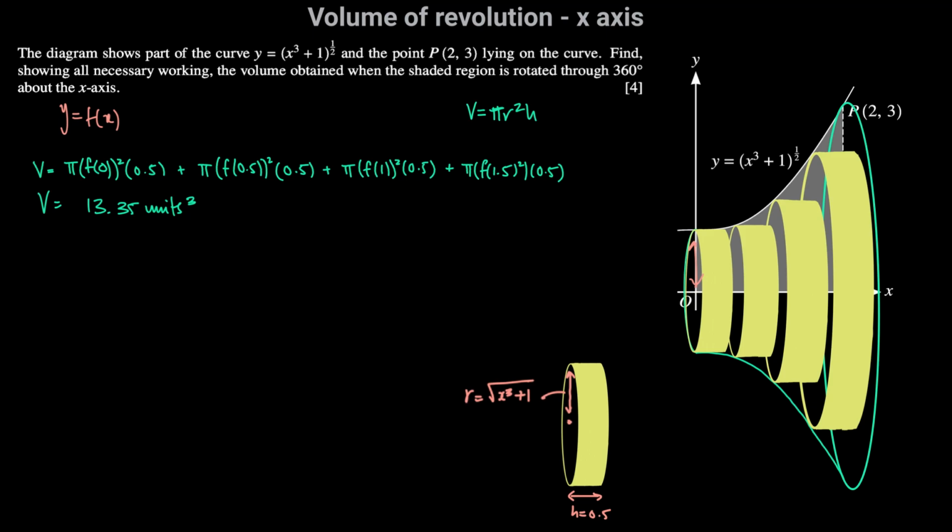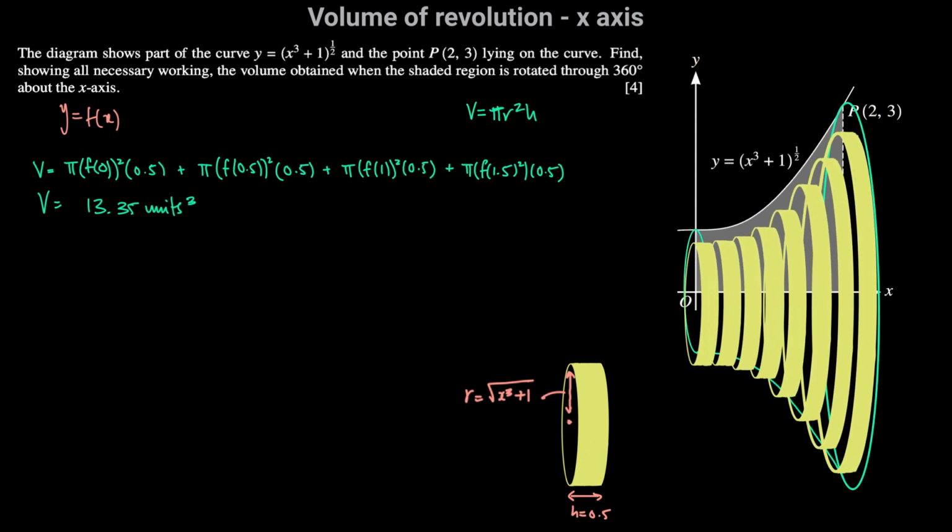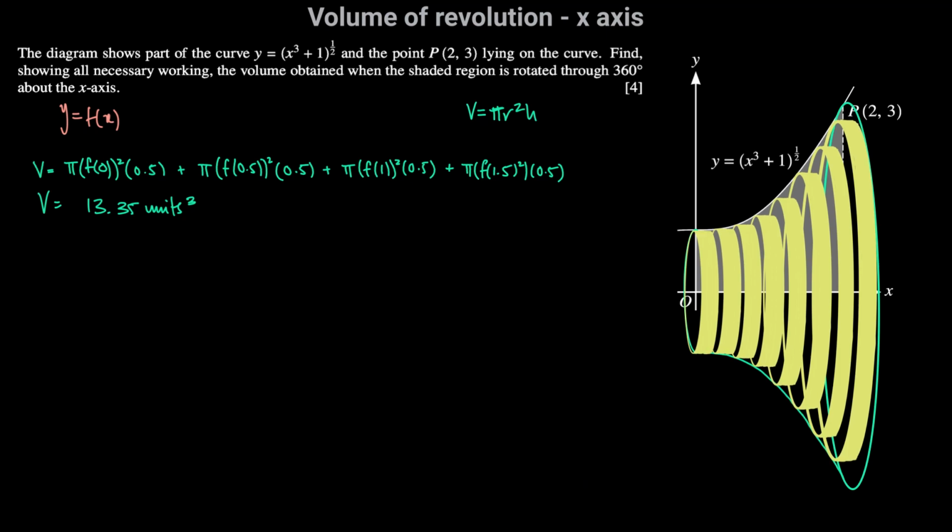Now we can get a better estimate for the volume if we divide the shape into a greater number of discs. So over here I've divided the shape into 8 discs instead of 4 discs. And if we add up the volume of each of these discs, the estimate that we get over here is 15.90 units cubed. So that means we're getting a much better estimate.